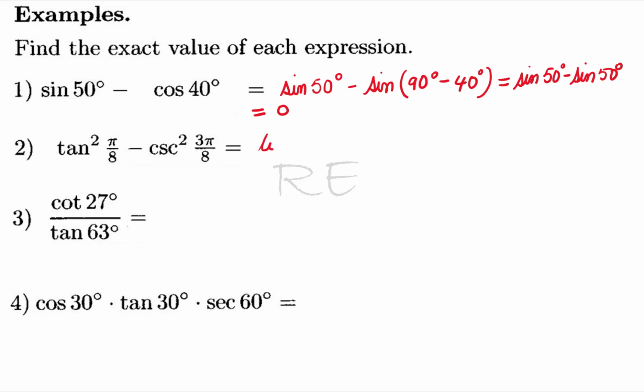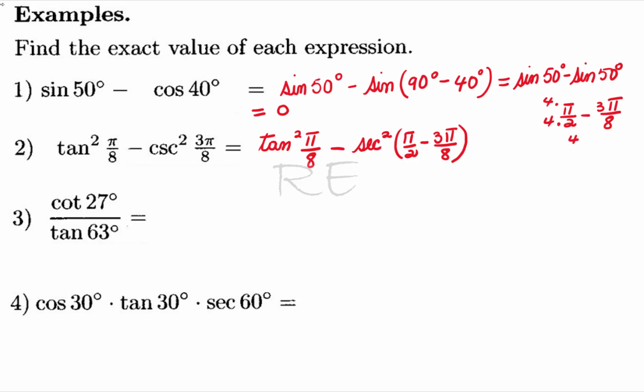Tangent squared pi over 8 minus cosecant squared 3 pi over 8 minus secant squared of pi over 2 minus 3 pi over 8. Pi over 2 minus 3 pi over 8: the lowest common denominator is 8, so we multiply pi over 2 by 4 over 4. So it's 4 pi over 8 minus 3 pi over 8, and the answer is pi over 8.